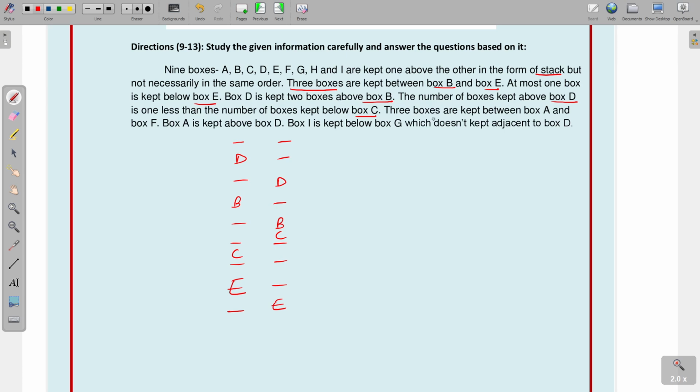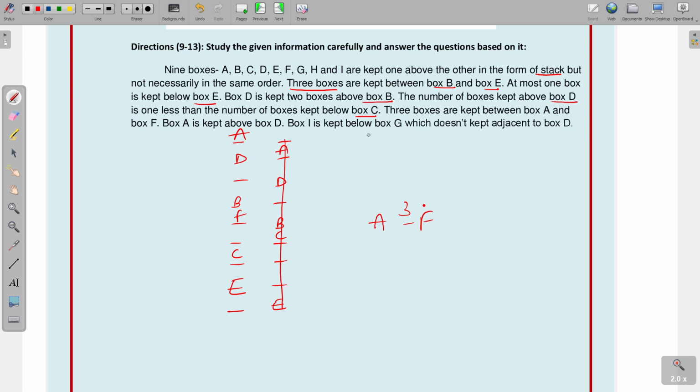And next, 3 boxes are kept between A and F. So between A and F there are 3 boxes. A is kept above D. If A is placed here, 1, 2, 3, F is placed here. Suppose A is placed here, 1, 2, 3. Then there is no place to fix F here. This possibility is not correct.